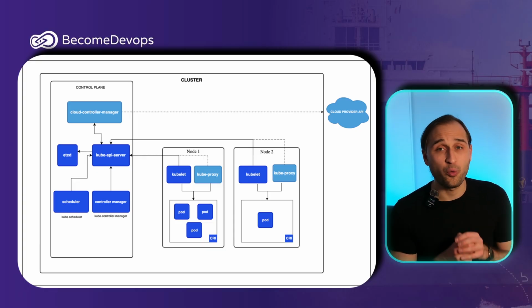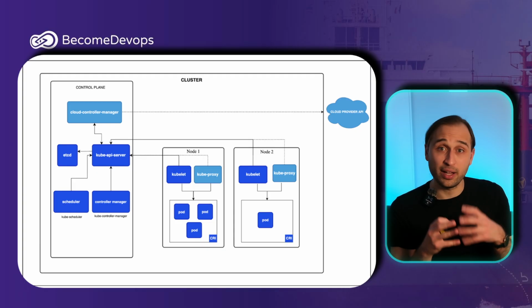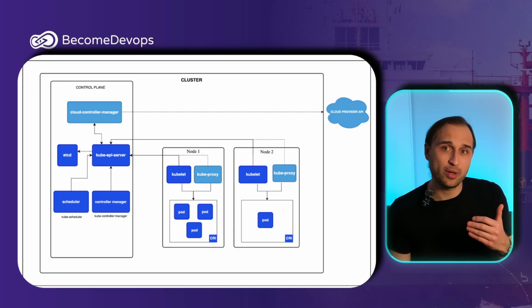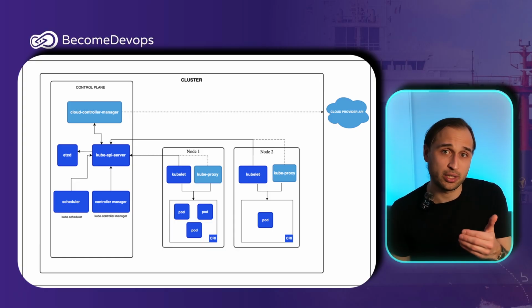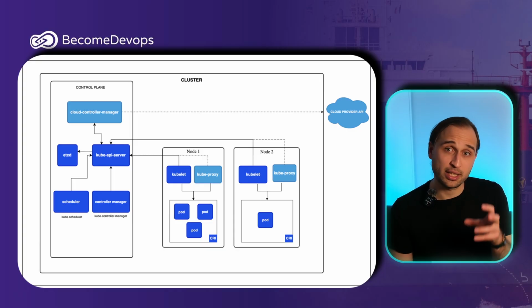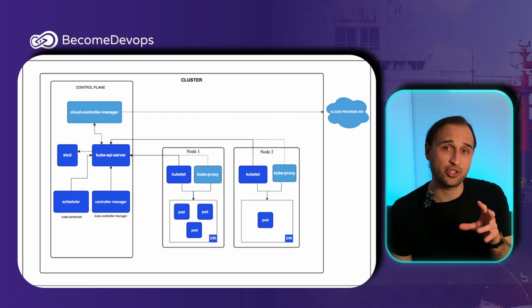Next function, forwarding requests. So once validated, the API server forwards the request to the appropriate controller or scheduler to carry out all of the desired actions.